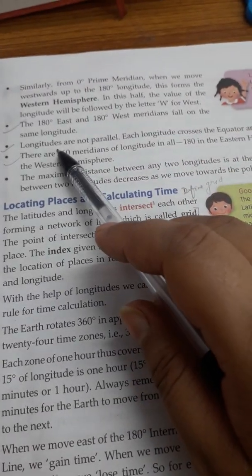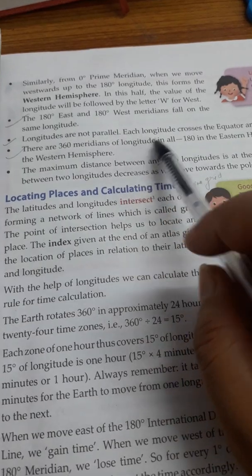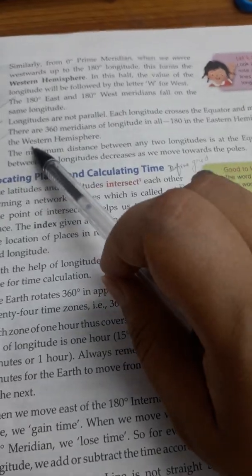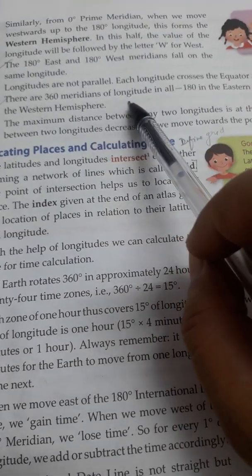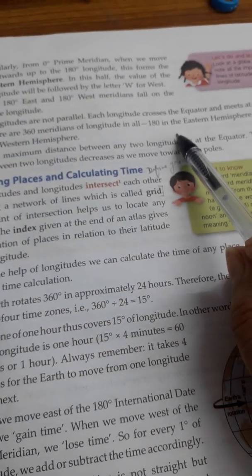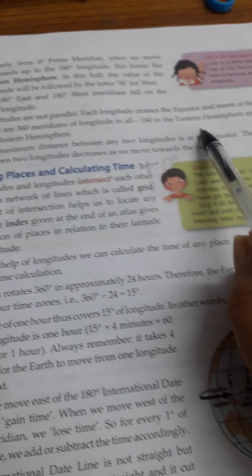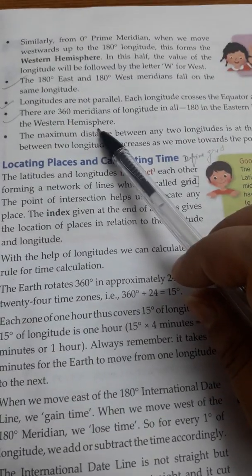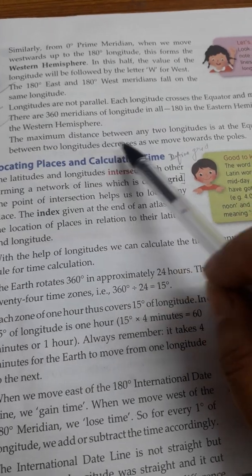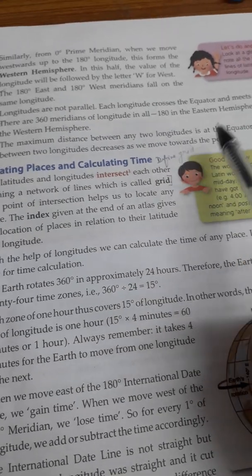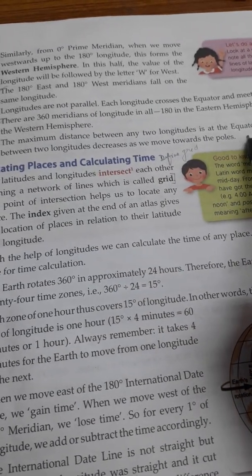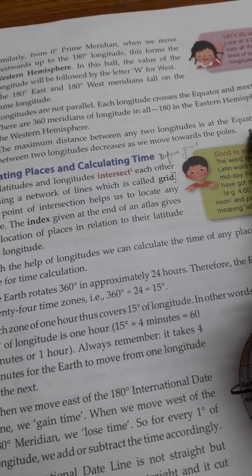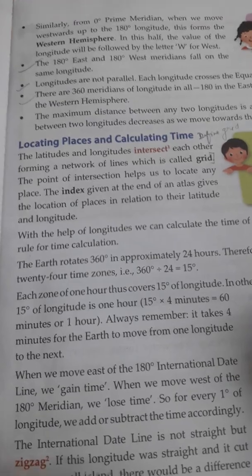longitudes are not parallel. Each longitude crosses the equator and meets at the pole. There are 360 meridians of longitude in all, 180 in the eastern hemisphere and 180 in the western hemisphere. The maximum distance between any two longitudes is at the equator and decreases when we move towards the pole.